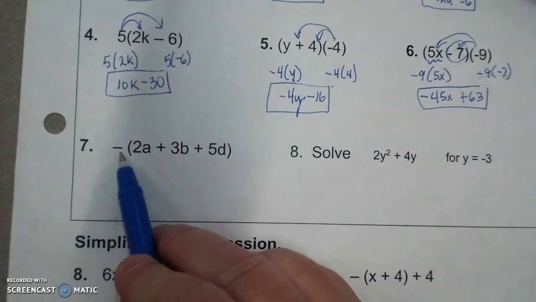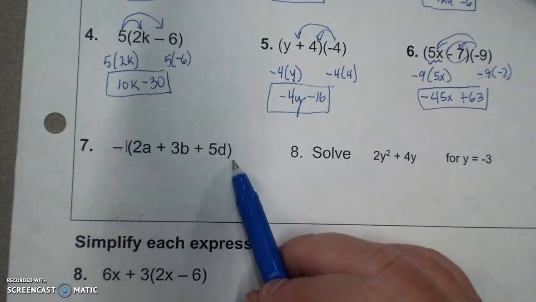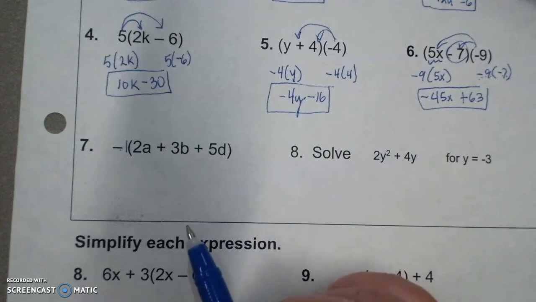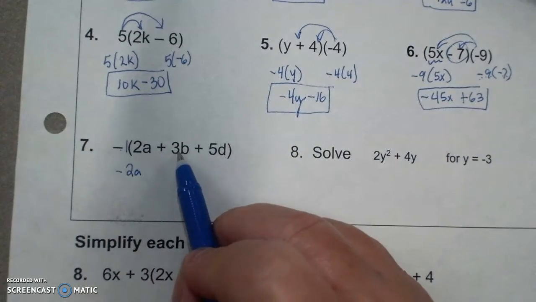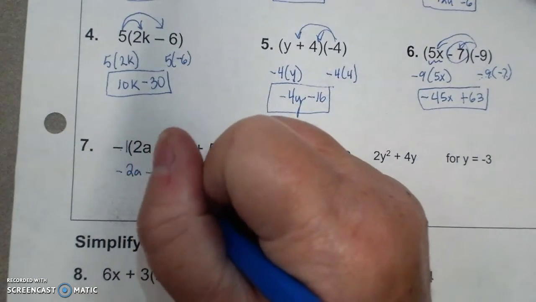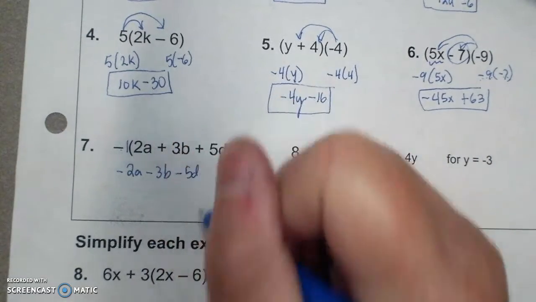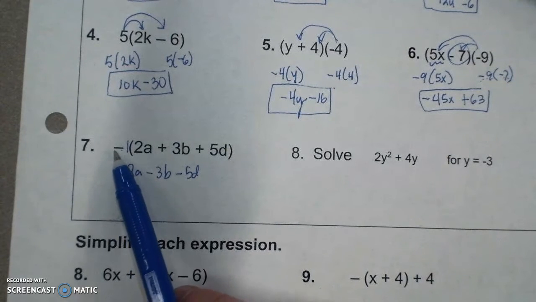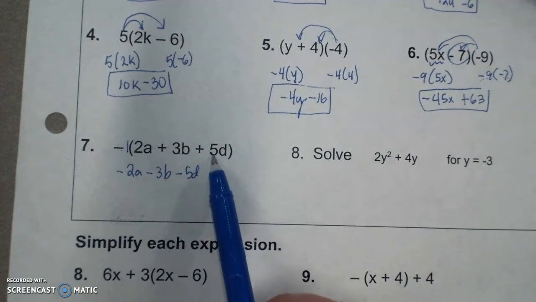A negative outside, there's an understood 1. A negative running through a parentheses literally just changes its sign. -2a, +3b becomes -3b, and +5d becomes -5d. Or you could go -1 times 2a, -1 times 3b, -1 times 5d.